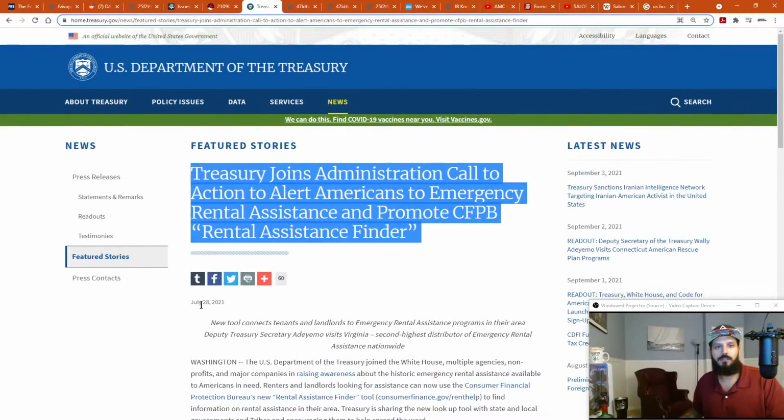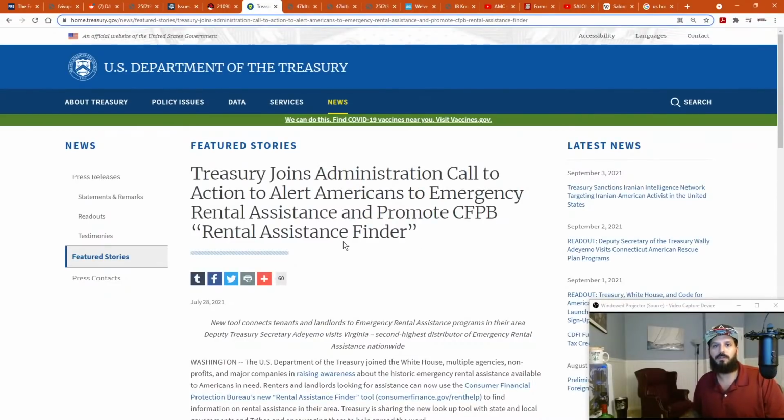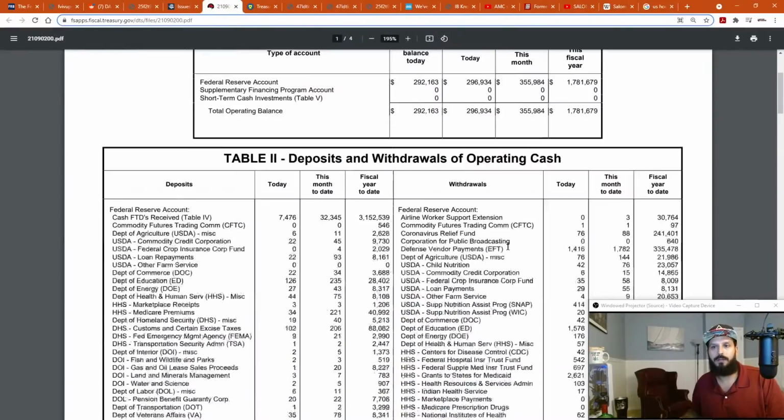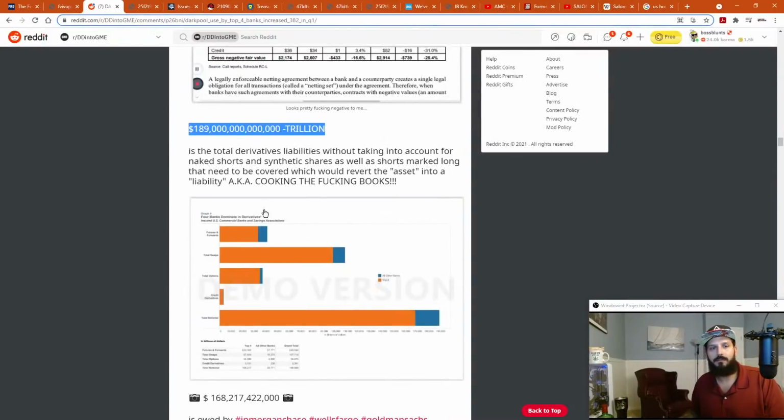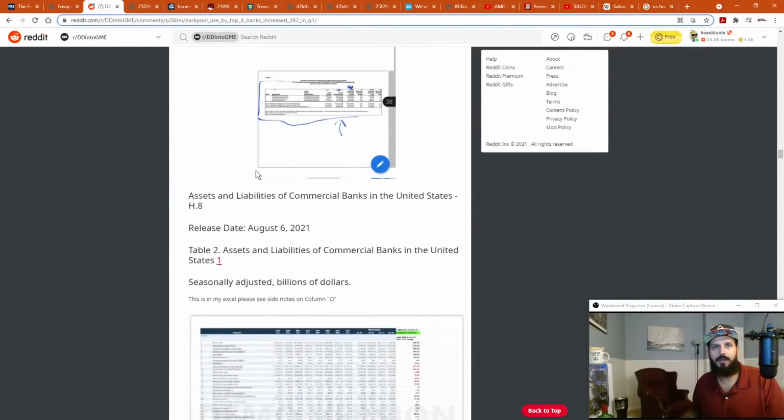But anyway, that's Janet Yellen doing her thing. Even still, on July 28th, they had a call to action alert to Americans regarding the rental assistance. And here we are today, not getting a thing. They're taking money out of the economic recovery programs, and they're hardly paying anything into rental assistance today. They've distributed a small percentage of what they promised Americans, and they added it to their GDP, the gross domestic product of the country.